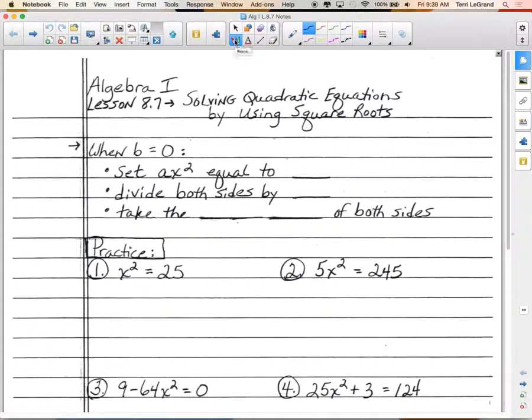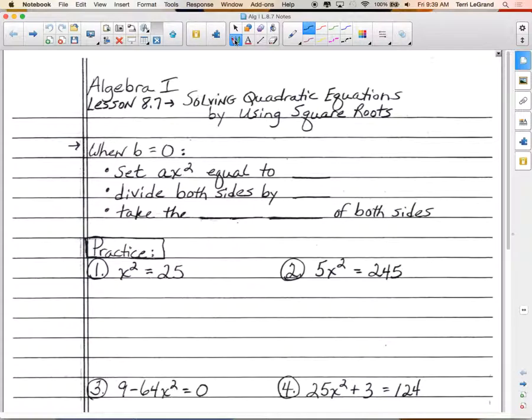So as we continue on in Chapter 8, we are now solving quadratic equations that can be solved by using square roots. Okay, so again, just like yesterday, not all quadratic functions are factorable. So not all quadratic functions can be solved by factoring. Not all quadratic functions can be solved by using square roots, but sometimes they can. Okay?